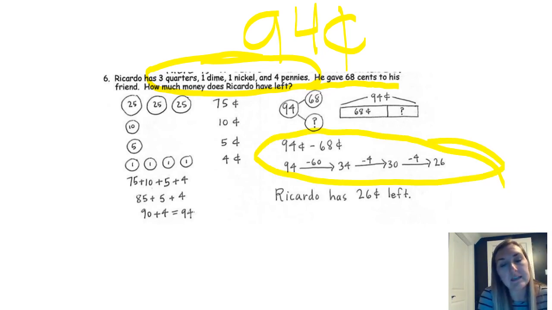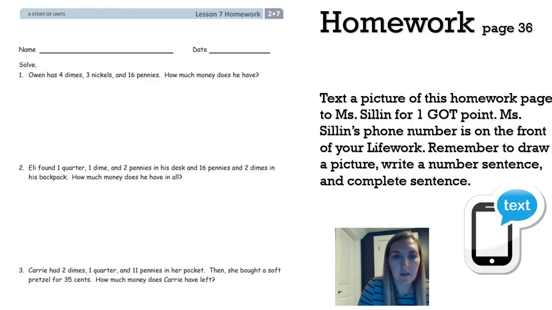If you did something different than the arrow-way, can you explain to somebody a similarity and a difference between your work and this arrow-way? Ricardo has 26 cents left. 94 minus 68 equals 26. That one was really tough. That is it for our problem set answers.